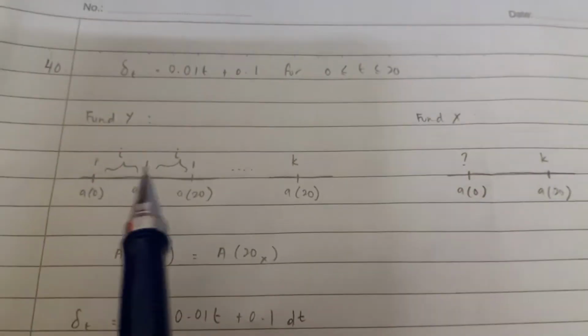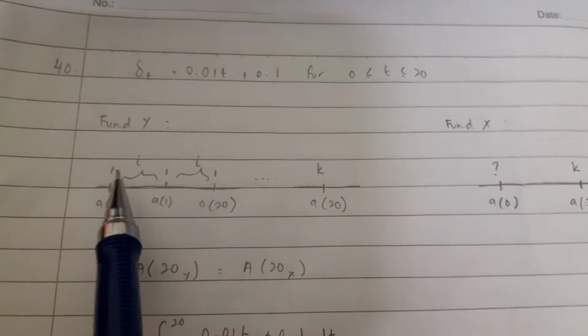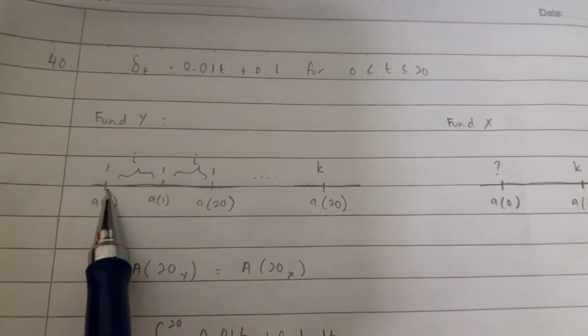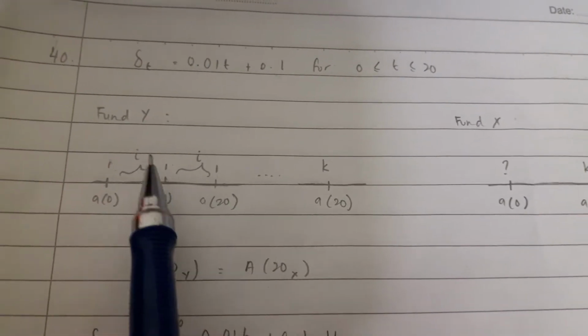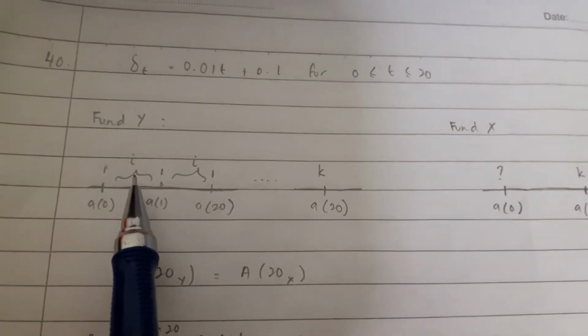And by that, we draw the timeline for fund Y because we invest 1 in each year. So we put 1 over here, and the interest rate is i.